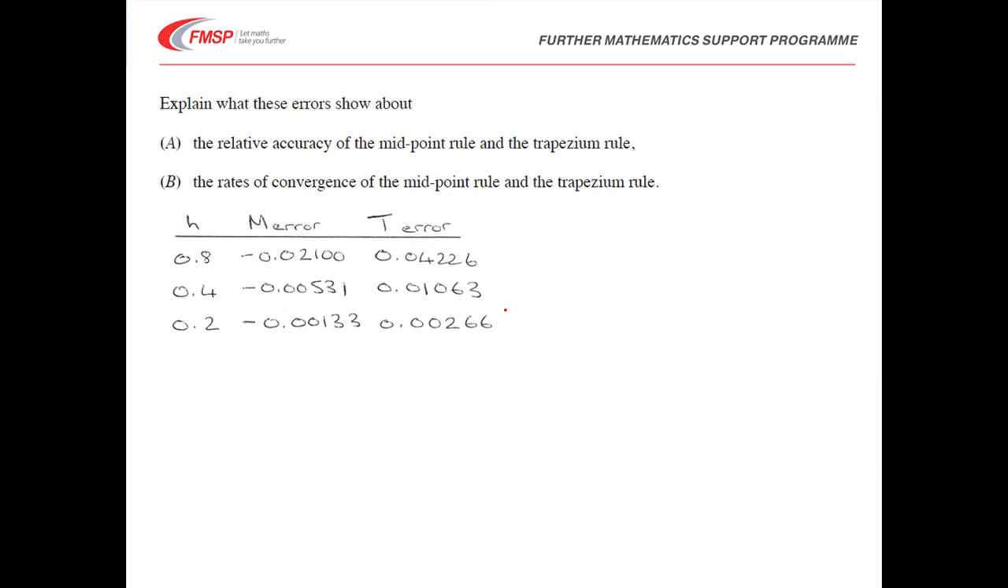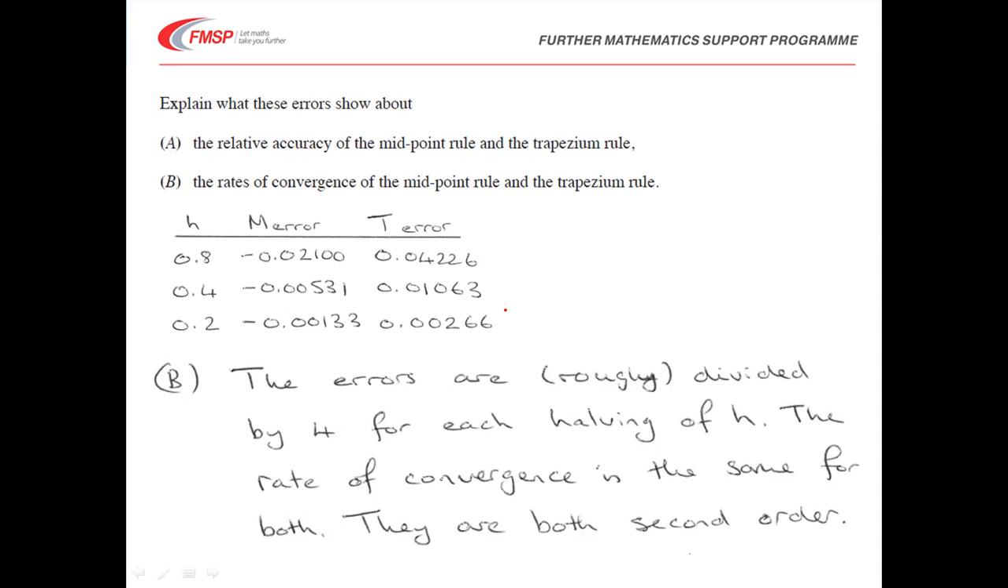Okay, for B, it wants the rates of convergence of the midpoint and the trapezium rule. So you need to think about the rates of convergence, and that means that you consider the error as you go from one stage to the next each time. So if you look at the midpoint going from one to the other, it's roughly being divided by 4.